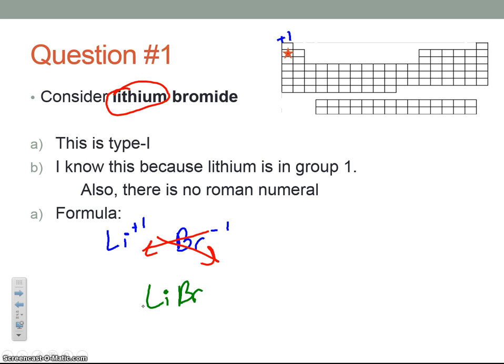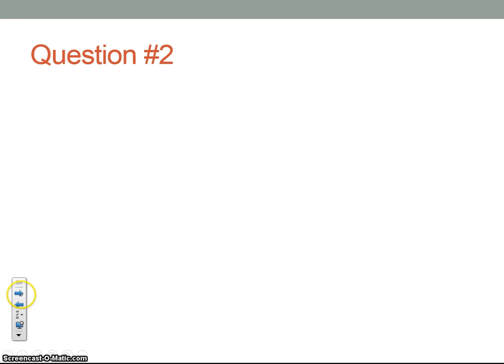So there's question 1 for you. Here's what I want you to do. Question 2 is asking about iron 2 chloride. This is what you're going to do. The sub is going to pause the video and set a timer for 1 minute. You're going to talk to your partner for 1 minute about what you think this is.